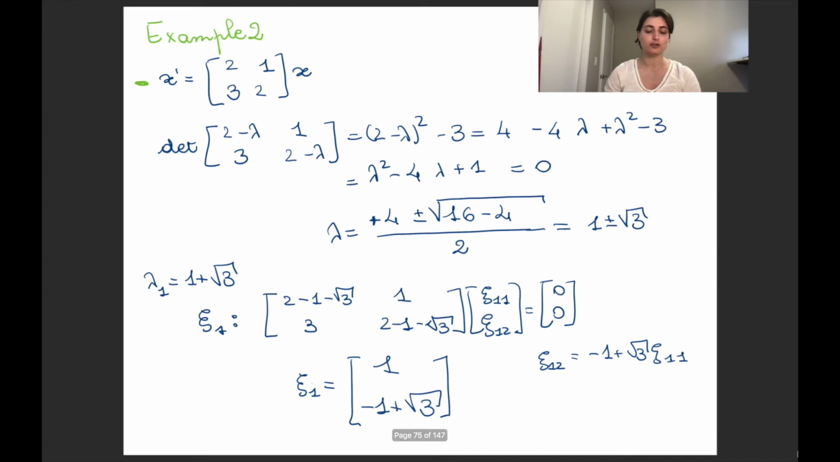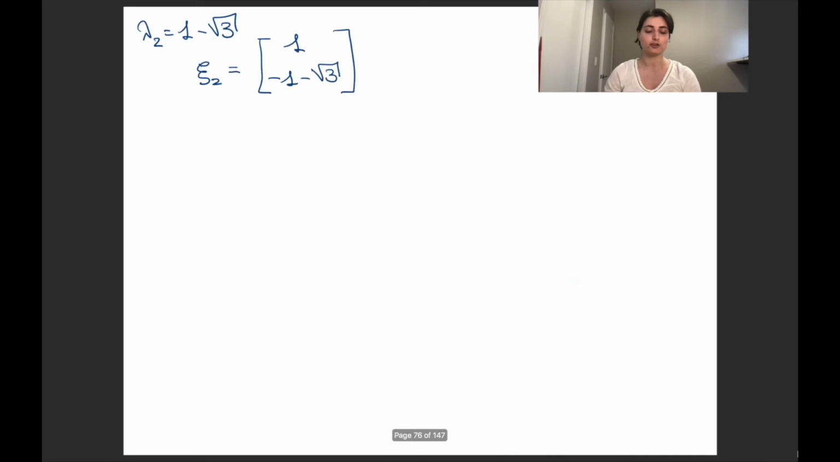Now we compute the eigenvectors. I'm going quite fast, but all the information is on the slide. If you want to go slower, please interrupt the video and look at it a bit longer. We can compute the eigenvectors, and we retrieve that the first eigenvector associated with the eigenvalue 1 plus square root of 3 is the eigenvector (1, -1 plus square root of 3). And we can find the other eigenvector associated with the eigenvalue 1 minus square root of 3, being (1, -1 minus square root of 3).